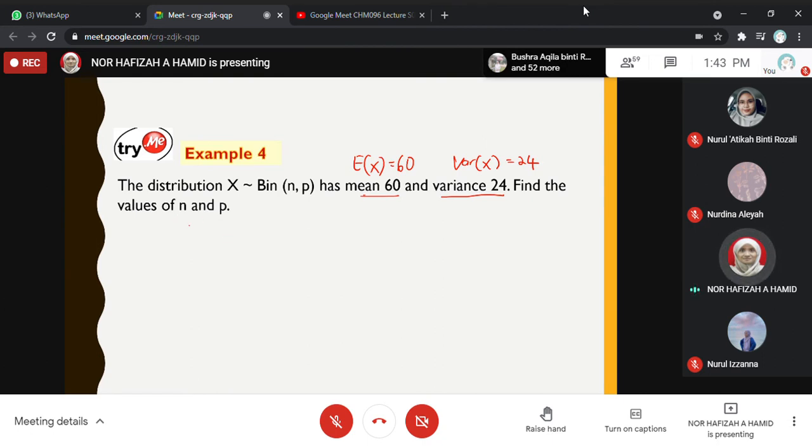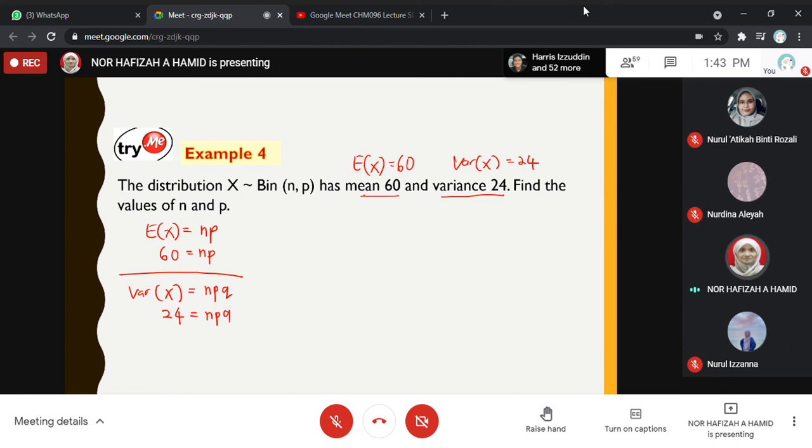Okay, so the formula for the mean: you have E(X) is equal to NP. So E(X) that was given is equal to 60, so NP equals 60. Next we have variance. Variance of X is equal to NPQ. So the variance given is 24, equal to NPQ. So we want to calculate what N and P are.